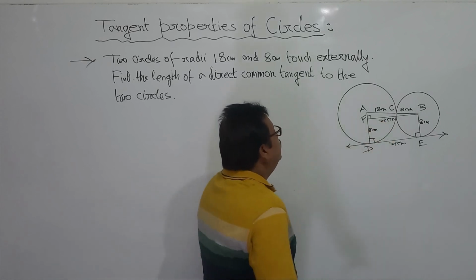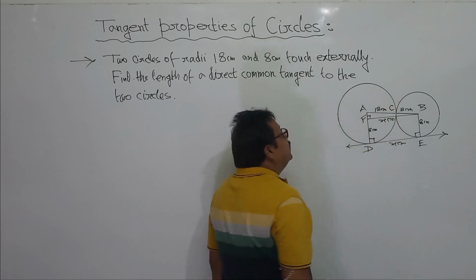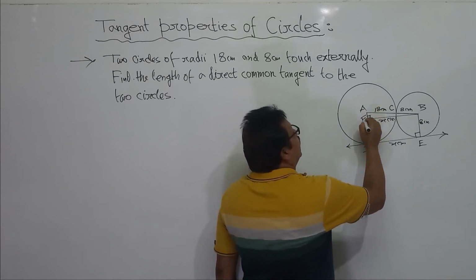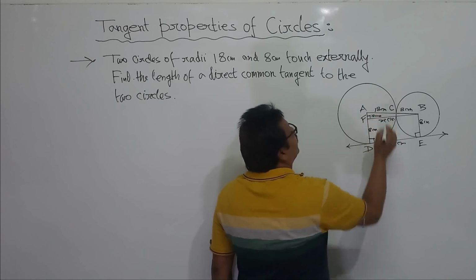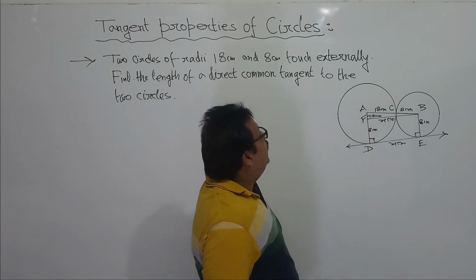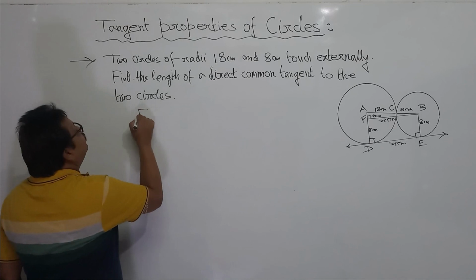Correct? The total length AD is 18 centimeter, because of the radius. So it is 8. So what will be the AF? It will be the 10 centimeter. Correct?